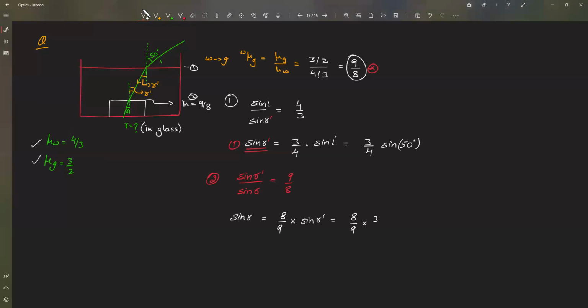Sine R dash is what? 3 by 4 into sine 50 degree. So that is 8 by 9 into 3 by 4 into sine 50 degree. Just substitute that, you will get 2 by 3 sine 50 degree. That's all. That is sine R. So you can use your calculator, or if you leave it here itself, it will be sufficient.